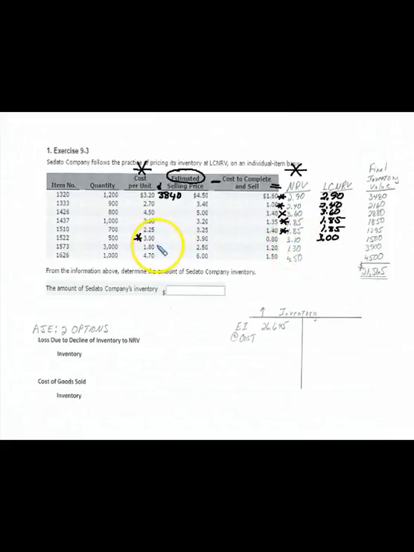And then the next to the last, $1.80 versus $1.30. $1.30 is the lower amount. And then lastly, $4.70 versus $4.50. $4.50 is the lower amount. So I saw for lower of cost or market, we only had one item where cost was the lower. And again, I want to emphasize that's not the norm, but anyhow, it is in this problem. So we will just go with it.